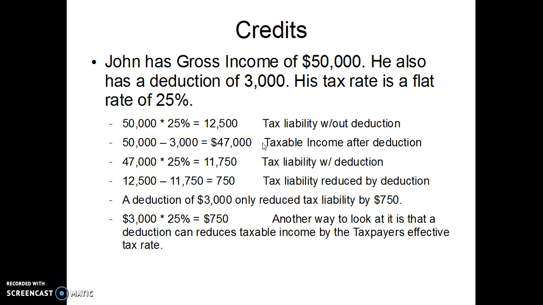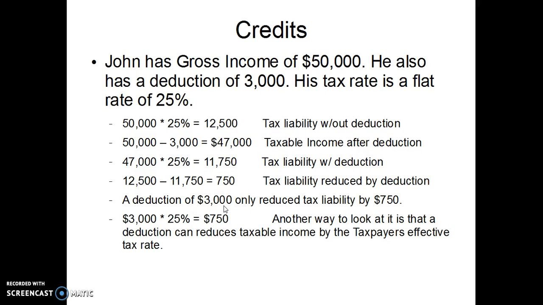If he was to get a $3,000 deduction, the benefit is this: it reduces the taxable income to $47,000, and then the tax is calculated on this lower taxable income, which brings it to $11,750. So this is really what John's tax liability would be with a $3,000 deduction. What it really means is that John is getting a savings of $750 from a deduction of $3,000.